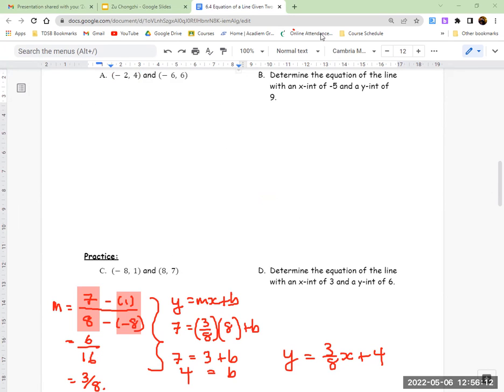The same stuff. I am looking for y equals mx plus b. It requires me to hunt down the m and the b. In this question, it says the equation of a line is what I'm looking for. They give me an x-intercept of -5 and a y-intercept of 9.